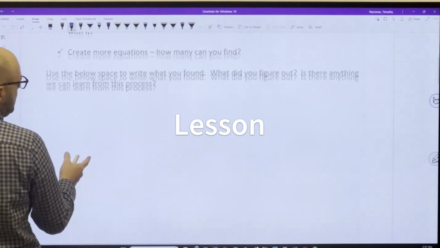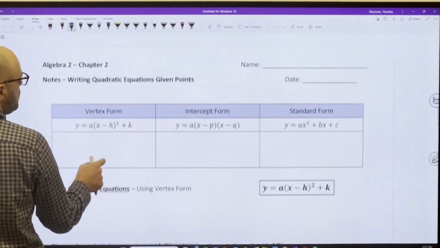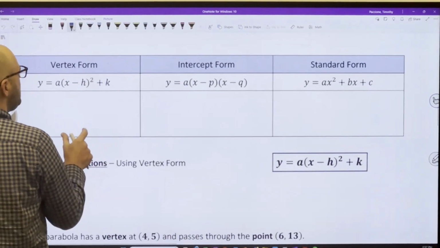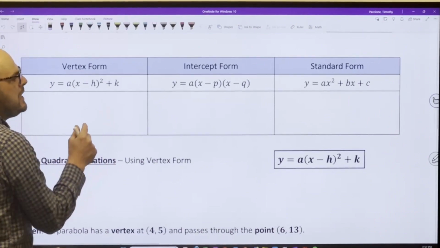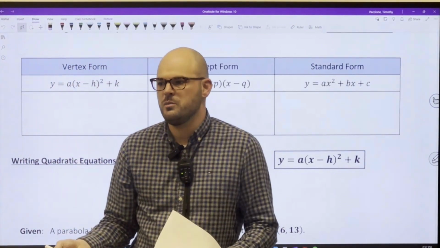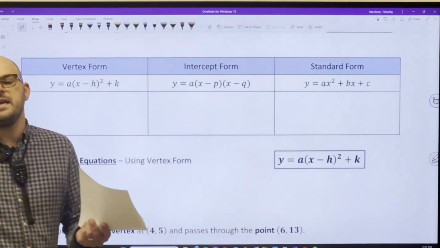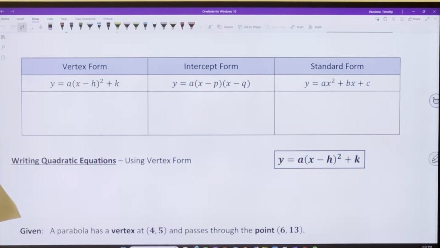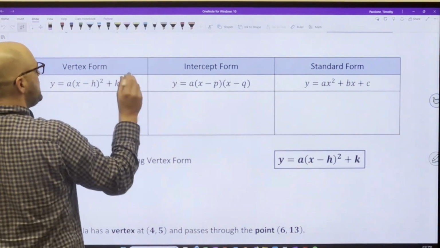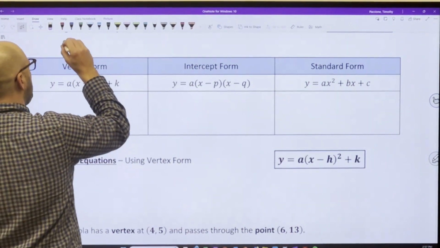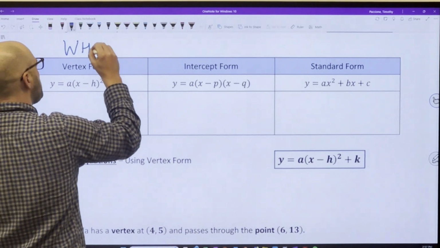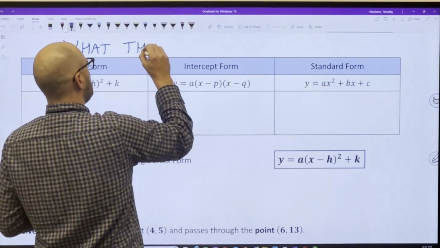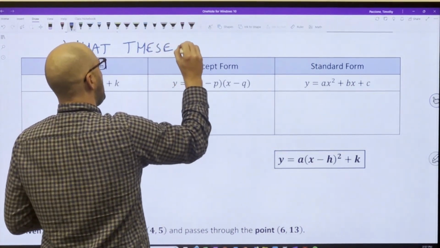All right, so on your notes, today what we're going to do is write equations given some points, okay? Before we do, we got to know, we're going to be told things about the graph, right? We're going to be told, okay, this is what's true about the graph, write your equation. We need to be solid on what is in each equation. So in these boxes, we're going to write what these give you on the graph.